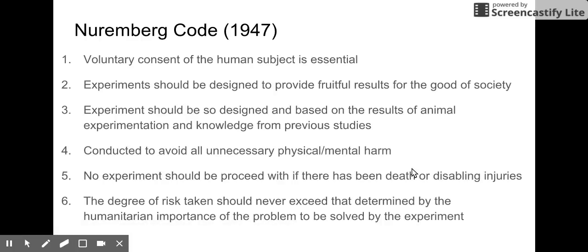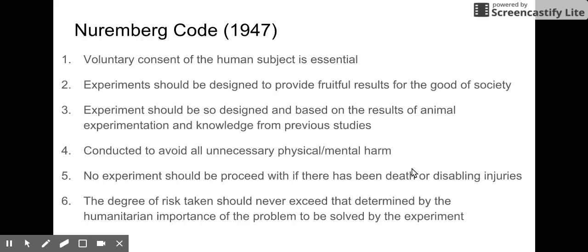Nuremberg created a code in 1947, and it was 10 steps to what researchers or experimenters should do whilst carrying out their experiments. So the first one is voluntary consent of the human subject is essential. So the humans should not be forced to take part in these experiments like the people from the concentration camps were, but simply have the choice of whether they want to or not.